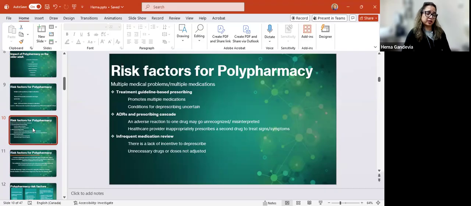And also, deprescribing guidelines may not be very clear for almost all medications. So when there's a gray area, sometimes deprescribing doesn't happen. Sometimes due to lack of knowledge, or maybe just lack of guidelines either. Now, because of the multiple medications and the medical problems patients have, there could be adverse drug reactions and a prescribing cascade. So an adverse reaction to one drug may either go unrecognized or misinterpreted, and maybe the healthcare provider inappropriately prescribed a second drug to treat the signs and symptoms as a quick fix, for example.